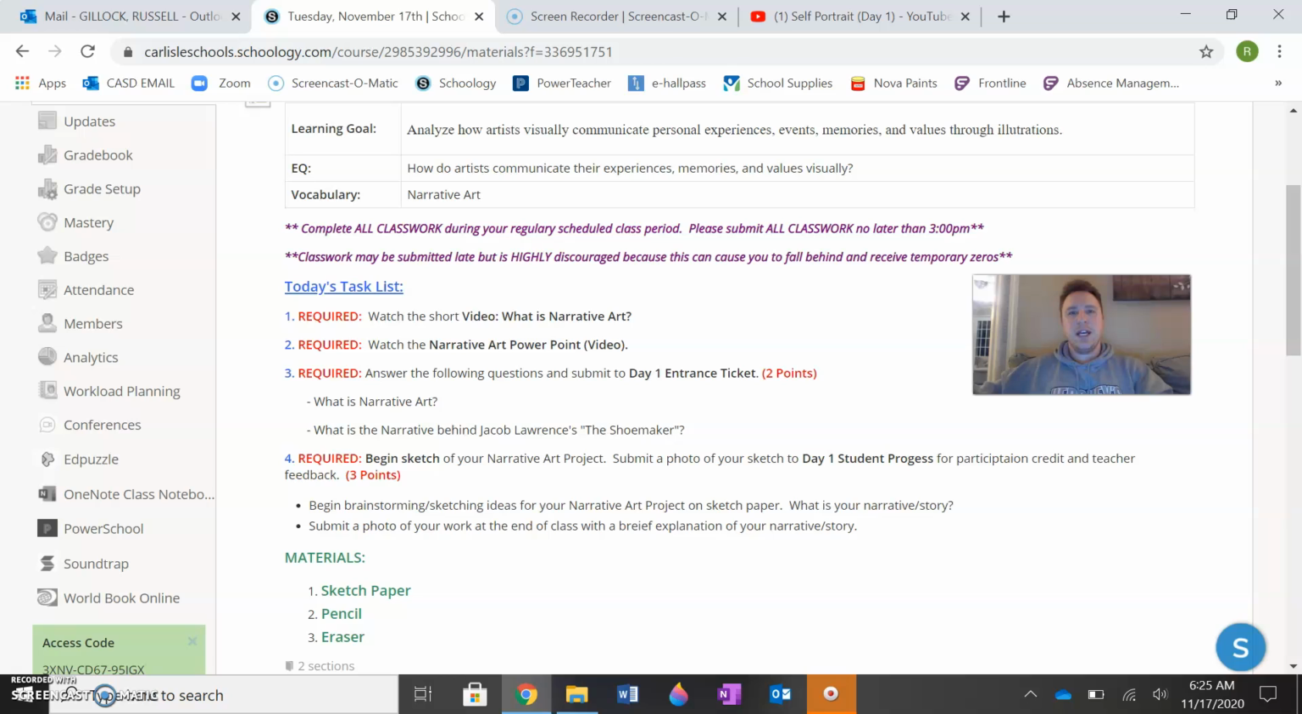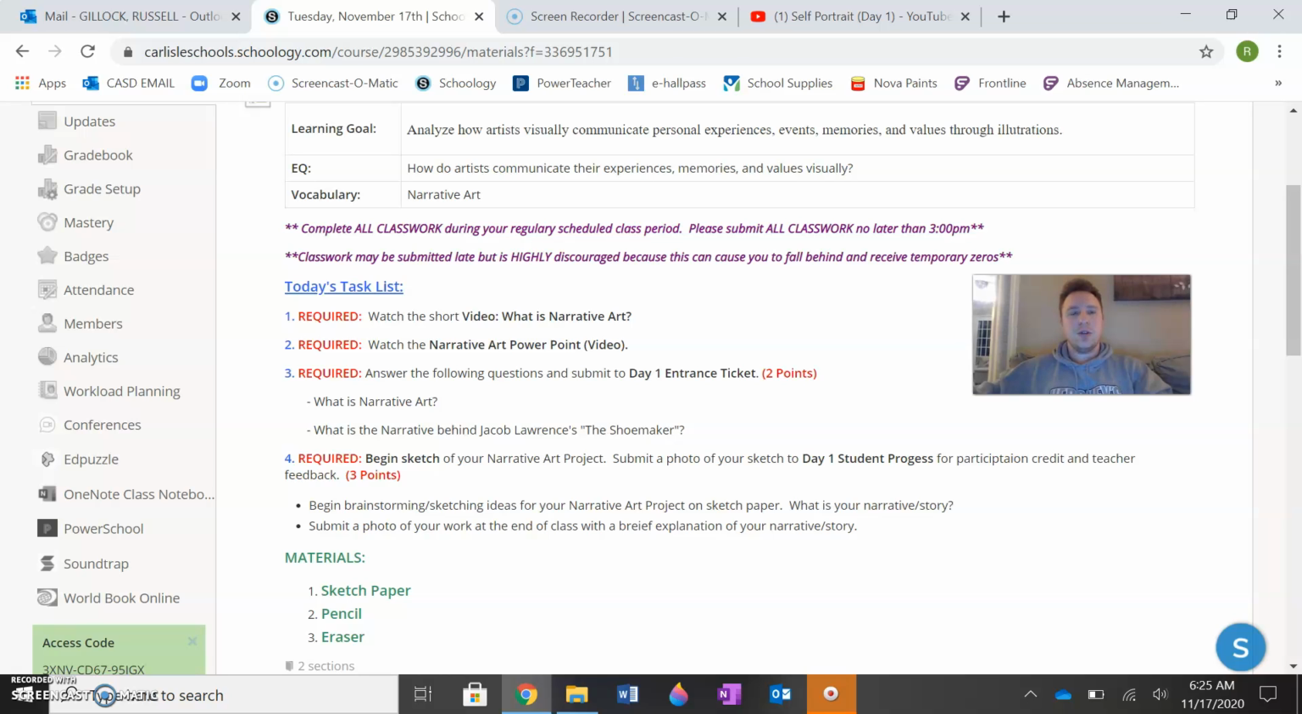Today's a very important day, as any first day of a unit is. We're going to learn all the lesson vocabulary, all the expectations of the lesson, and also look at a bunch of examples to help brainstorm our ideas as we move forward and plan our artwork.